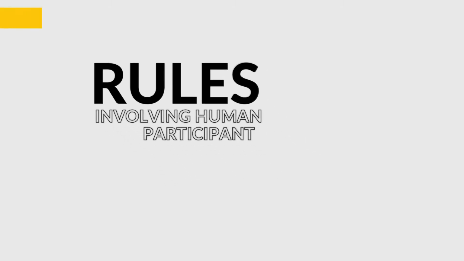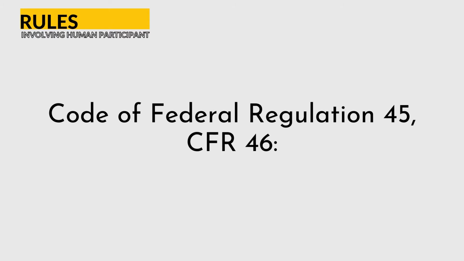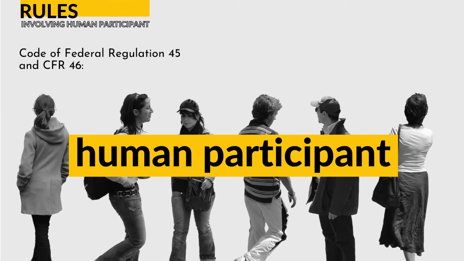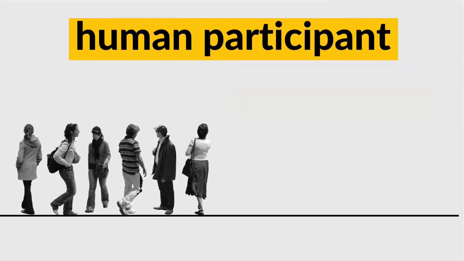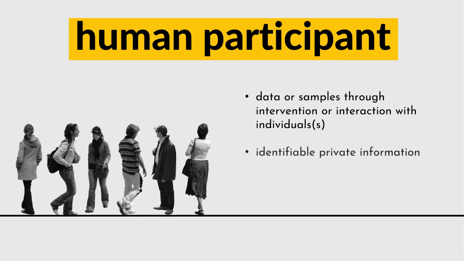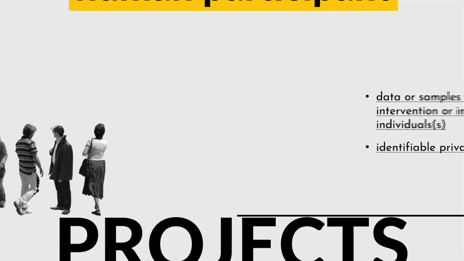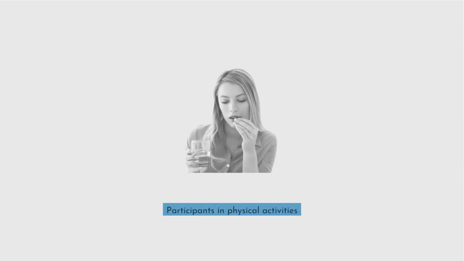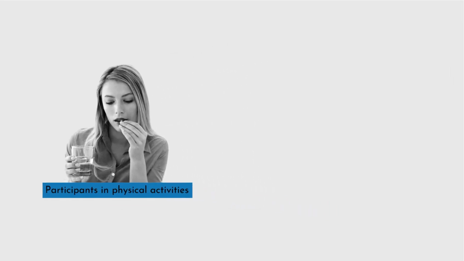a human participant. According to Code of Federal Regulation 45 CFR 46, a human participant is a living individual about whom an investigator conducting research obtains data or samples through intervention or interaction with individuals or identifiable private information. Examples of projects that are considered human participant research include participants in physical activities such as physical exertion, ingestion of any substance, or any research that includes medical procedure.